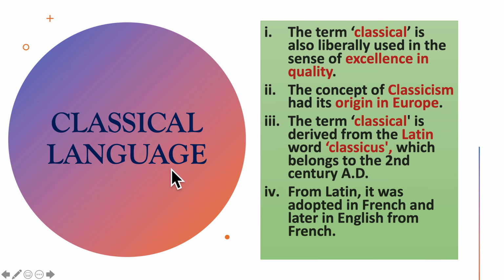Now we talk about classical language. The term classical is also liberally used in the sense of excellence in quality. 2. The concept of classicism had its origin in Europe. It means it started in Europe. And the number one point, excellence in quality. Classical means excellence in quality. 3. The term classical is derived from the Latin word classicus, which belongs to the 2nd century AD. 4. From Latin, it was adopted in French and later in English from French.